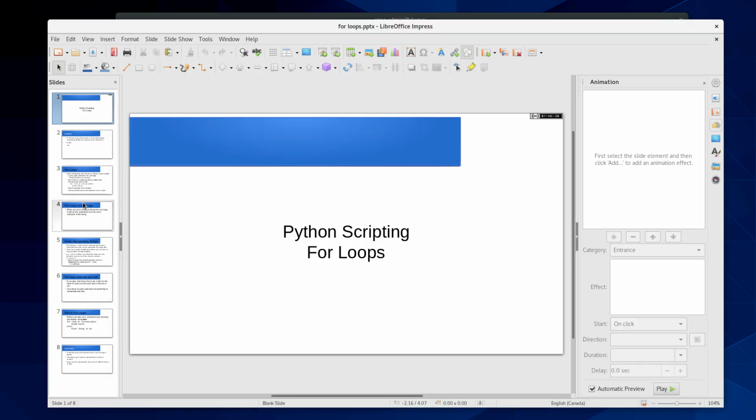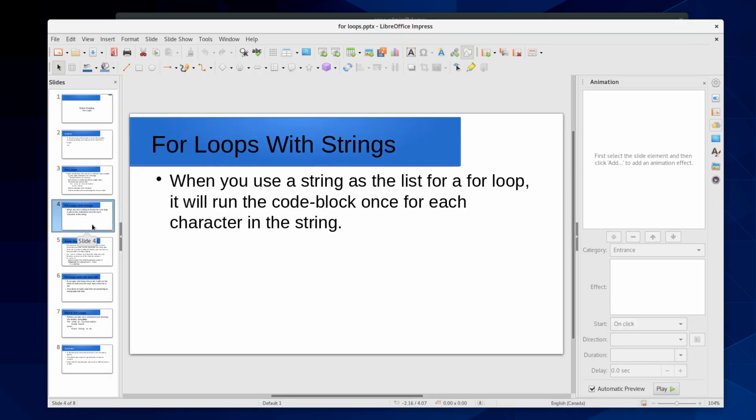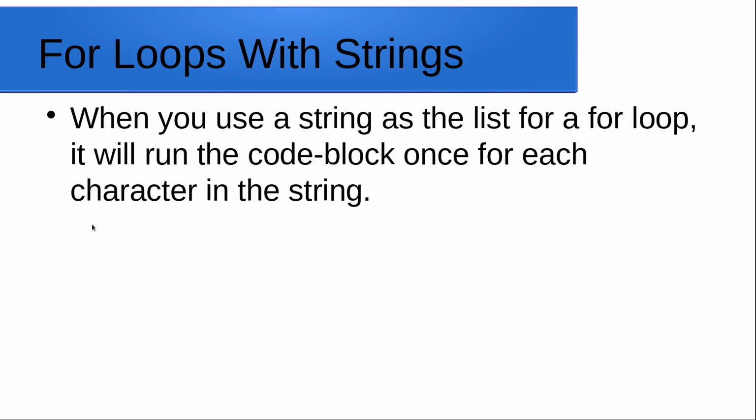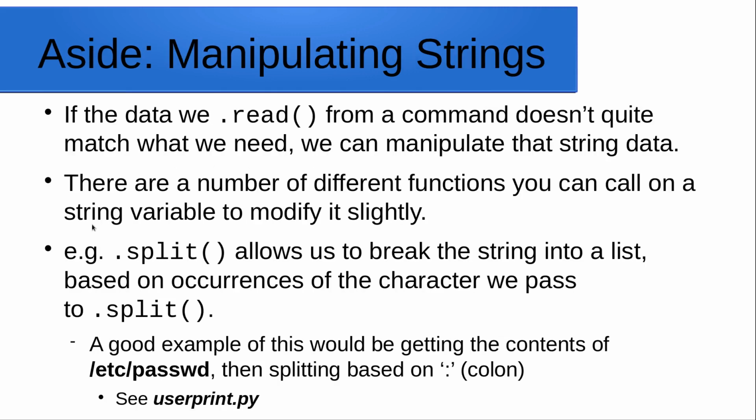Trivial little example, it shows what a for loop is supposed to do. Run some block of code once with each element in our collection. Potentially, if we had run something with os.popen, and we will do this with an example in a moment, if the data we're getting back from our os.popen that we then call .read on doesn't quite match what we need, there's a few different methods that we could use to manipulate that data. We could do things like split.